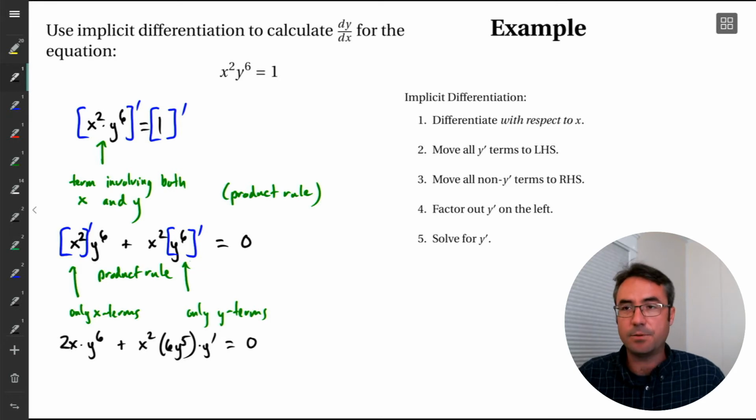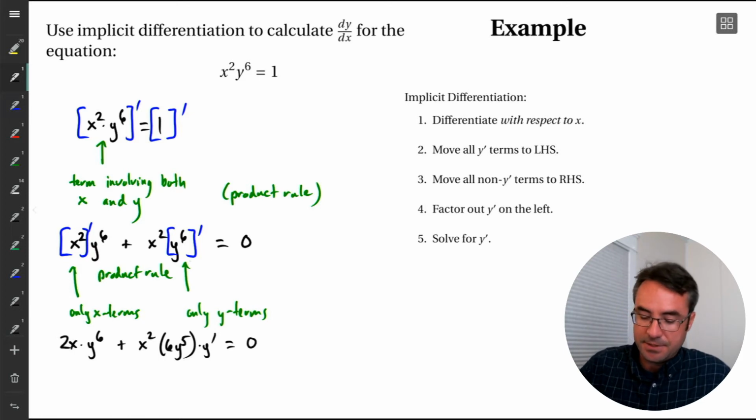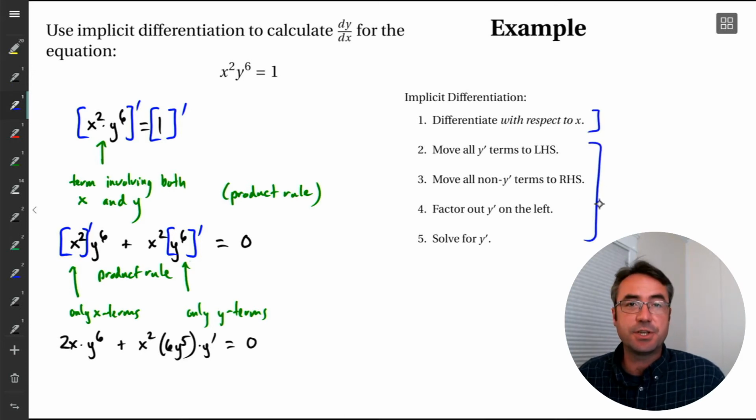And then this is going to be equal to 0. All right, so now we're done with the differentiation. So that's kind of step 1 here in our list. The rest of this is just solving for y prime. So sometimes that's the hardest part.